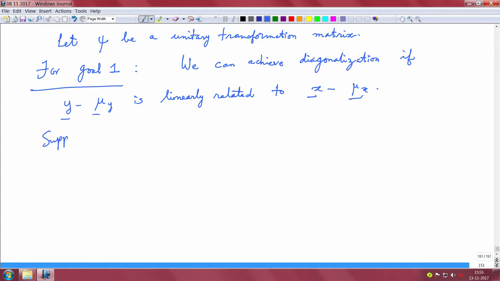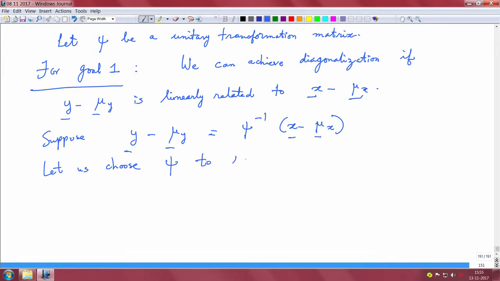So suppose y minus mu y is some psi inverse times x minus mu x. Let us choose psi to comprise of eigenvectors of sigma x. So in a way I have given you the answer for this linear transformation. It is basically stacking all the eigenvectors of the covariance matrix of x, right? But we will arrive that this is indeed the right transformation to choose with the set of optimization constraints that we have, okay?